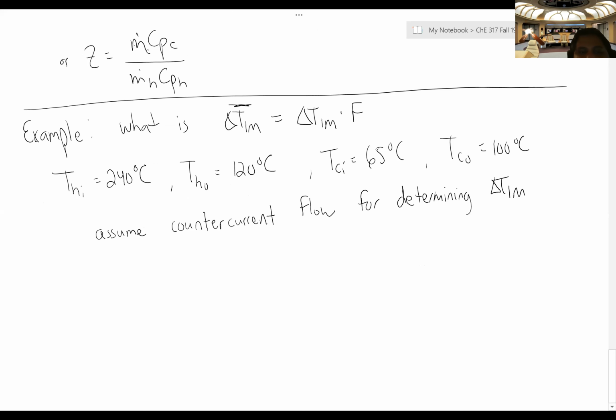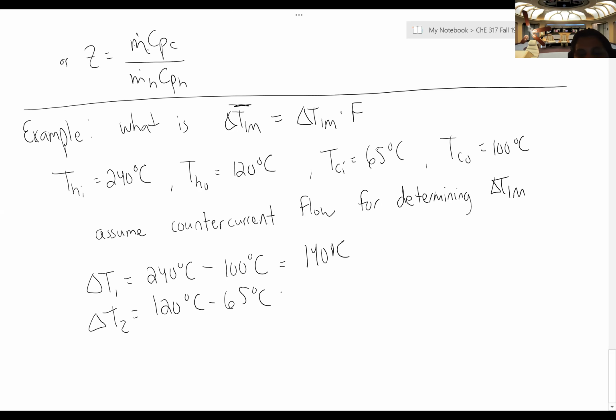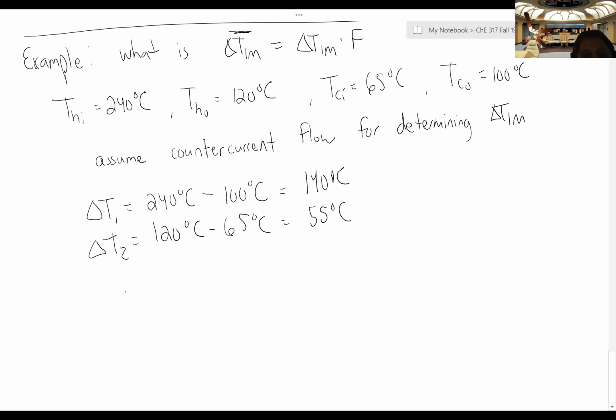And so that means my hot fluid in is going to interact with my cold fluid out, and my cold fluid in is going to interact with my hot fluid out. Or delta T1 is going to be 240 degrees C minus 100 degrees C, which equals 140 degrees C. My delta T2 is going to be 120 degrees C minus 65 degrees C, which is 55 degrees C, which means my delta T log mean is going to be 140 minus 55 divided by the natural log of 140 over 55 degrees.